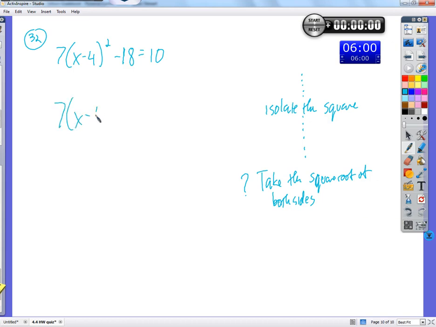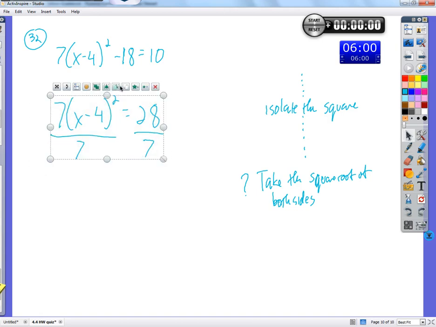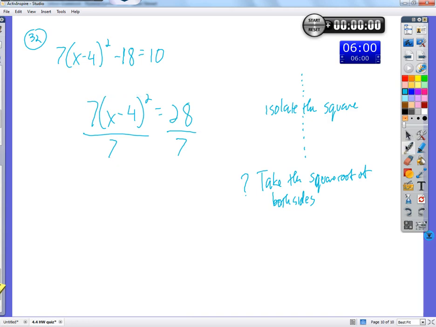We'll get 7 times x minus 4 squared equals 28. And now, what would we do? Divide by 7, cancel out that 7. Okay. Let me pause here for a second. The next thing you're going to write is that x minus 4 squared is 4. Yeah. And I've been asked this lots of times in all the years I've been teaching: well, look, you just divided the 7 by 7, but you didn't divide x minus 4 squared by 7.